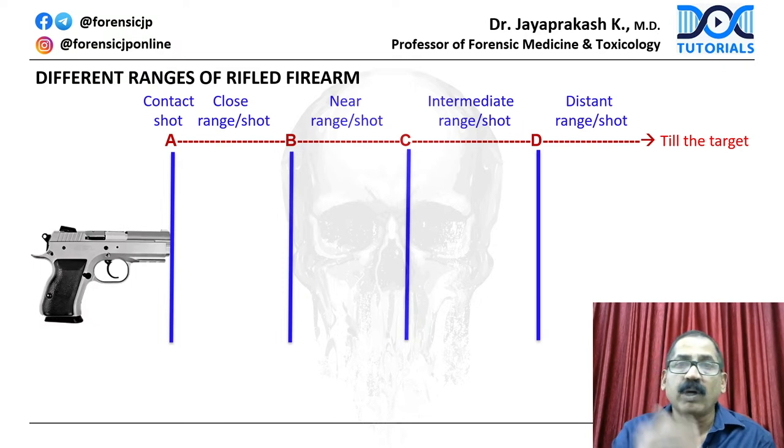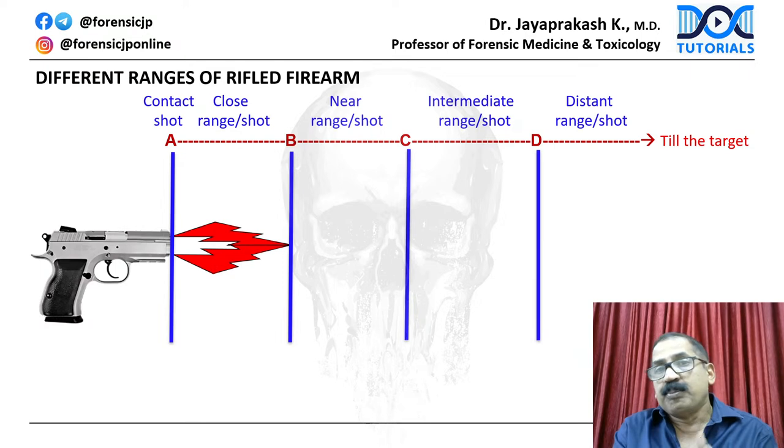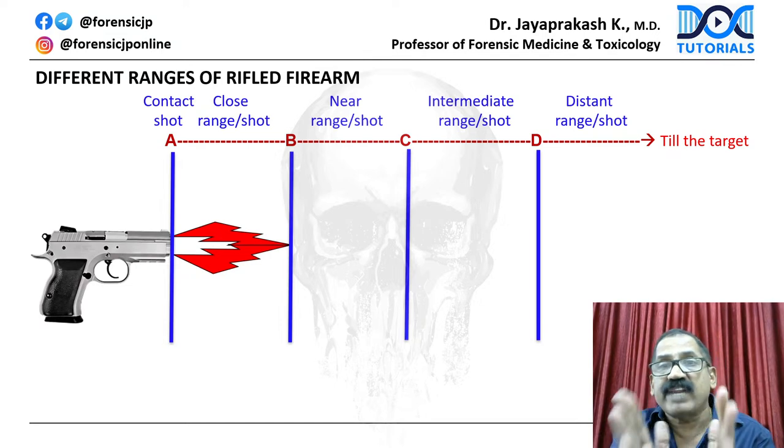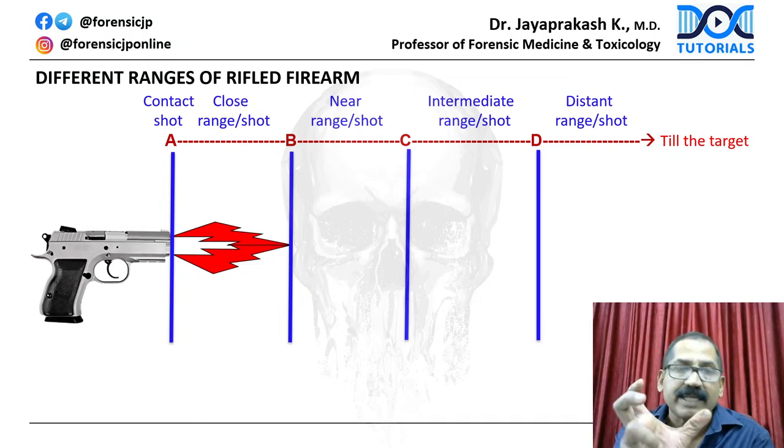Okay. What do you mean by close range or close shot? Close shot means the target is beyond the reach of the muzzle end, but within the reach of the flame and hot air. That means in this particular picture, the target or the person is between A and B, within the range of the flame.